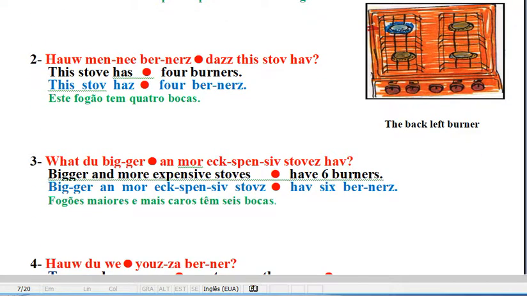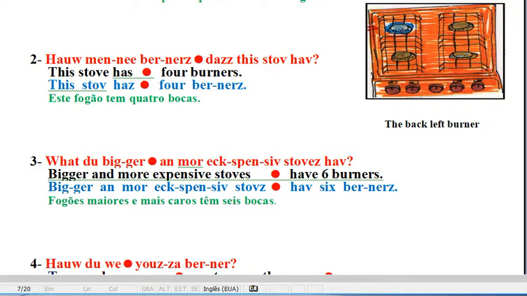Line 2. This stove has 4 burners. Question. How many burners does this stove have? This stove has 4 burners.